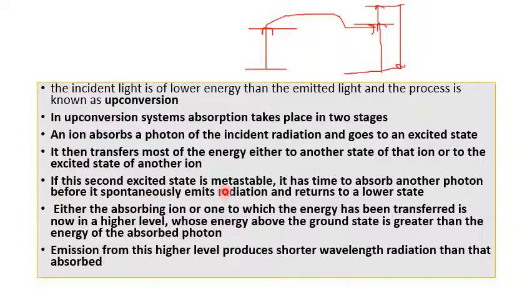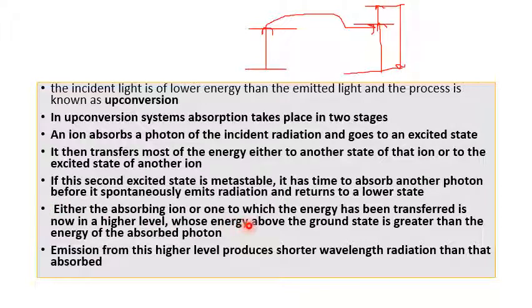If this second excited state is metastable, meaning it is in between unstable and stable, it has time to absorb another photon before it spontaneously emits radiation and returns to a lower state. Before returning to a lower state, it can absorb another photon and go even up to a higher excited state.